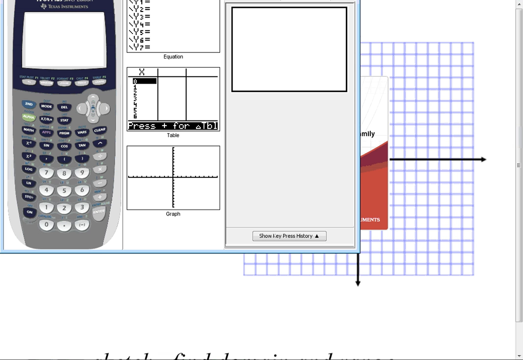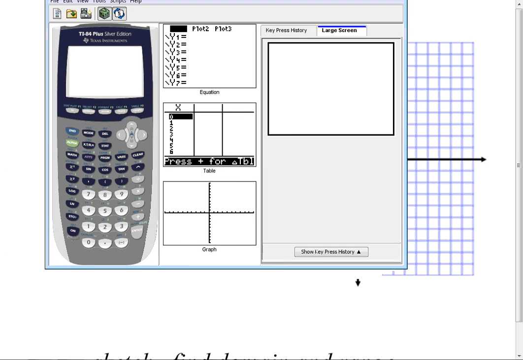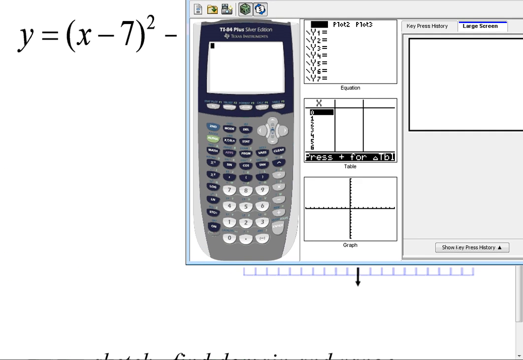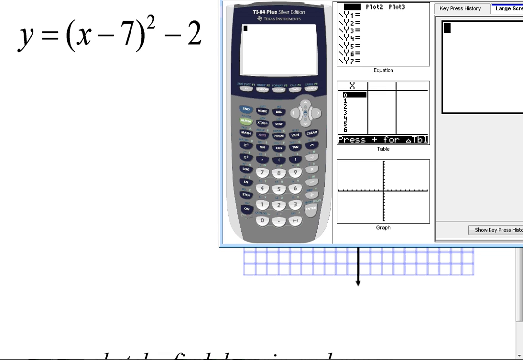I don't like key press history. So press Y equals, let me move this. I'm sorry, is X the same as what? X is X. I don't understand the question. X is X.